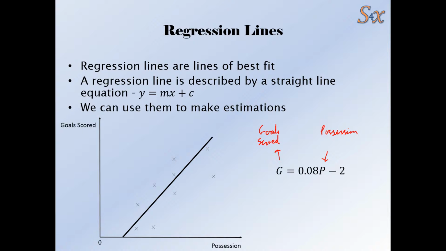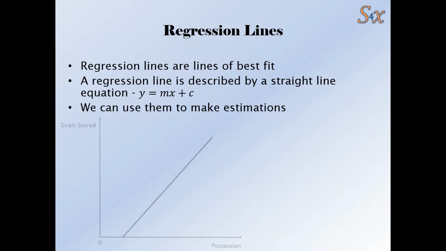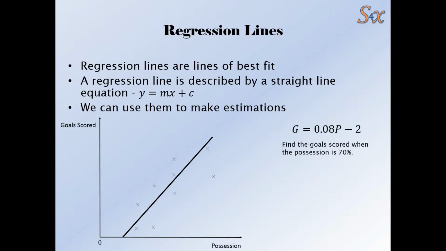So we can use that line to help us come up with estimates of how many goals you might score if you know how much possession you had, or vice versa, how much possession would you have given that you'd scored so many goals. So let's have a look at that. There's our regression line again. Find the goals scored when the possession is 70%. Well, I'm just going to use our regression line.